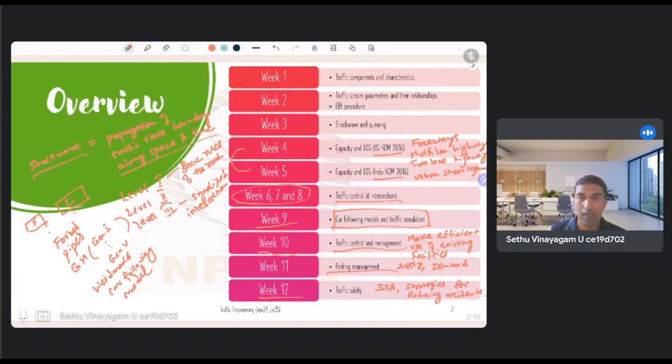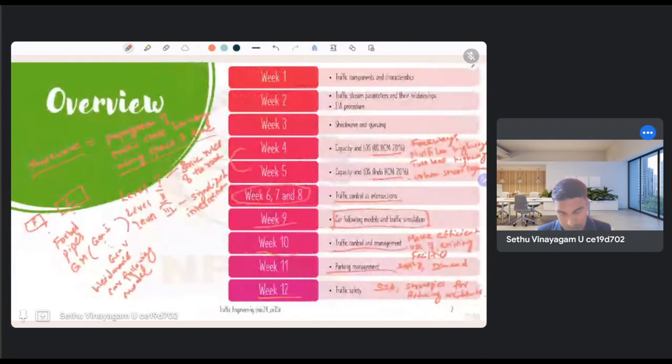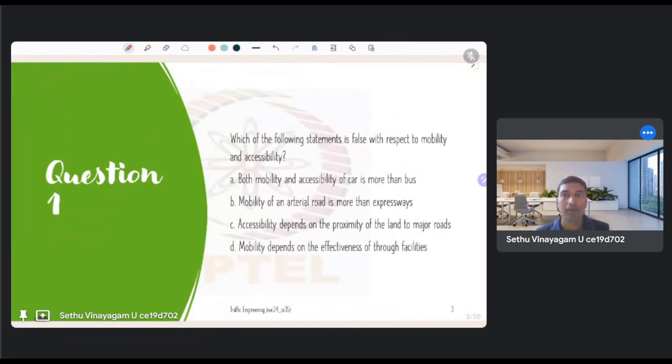So now we'll try to cover some problems related to each of these concepts, okay, individually, right? So this is like a refresher or a recap of what we have already seen so far, okay? So let's start with this week's questions. The first question is, which of the following statements is false with respect to mobility and accessibility? The options are: A, both mobility and accessibility of car is more than bus. B, mobility of an arterial road is more than expressways. C, accessibility depends on the proximity of the land to major roads. And D, mobility depends on the effectiveness of through facilities.